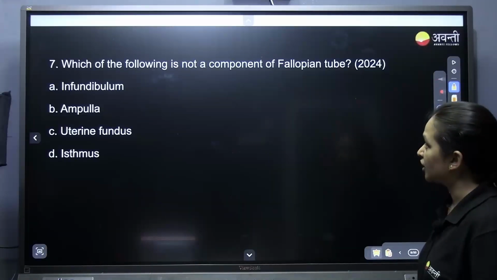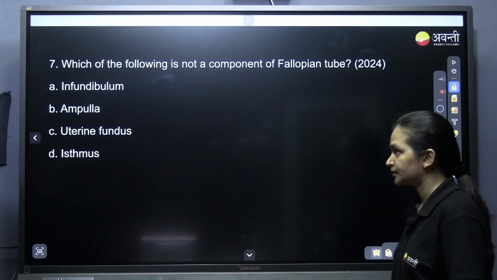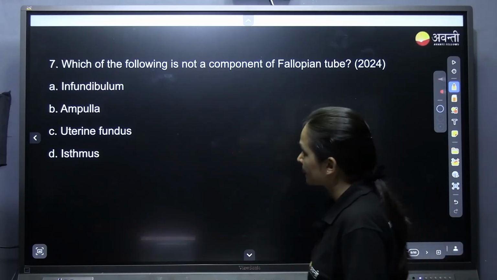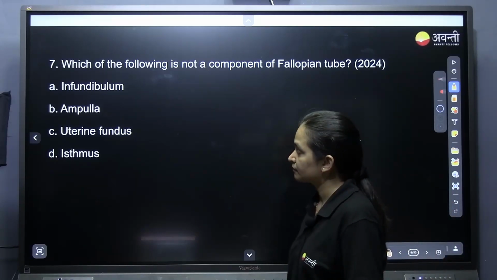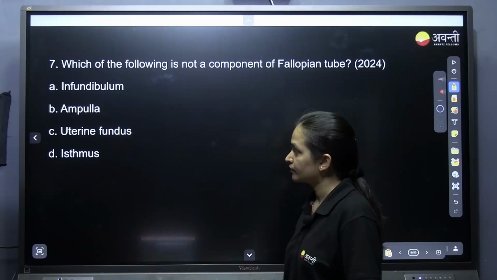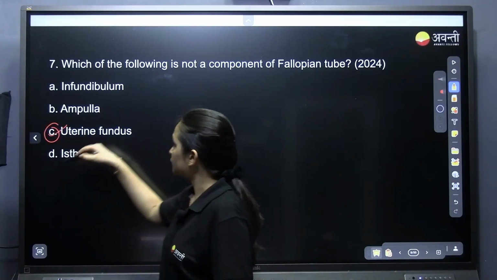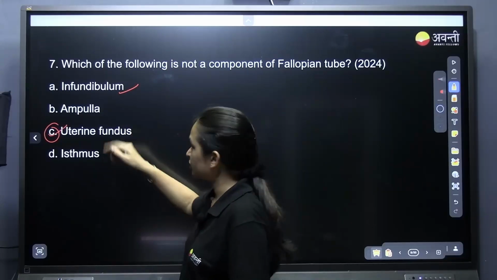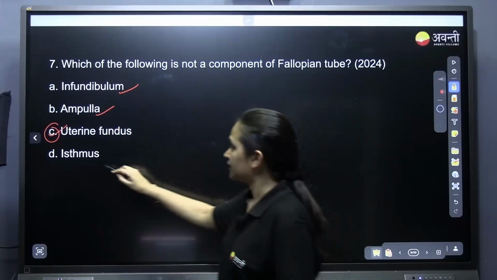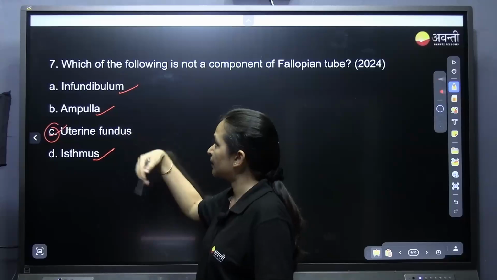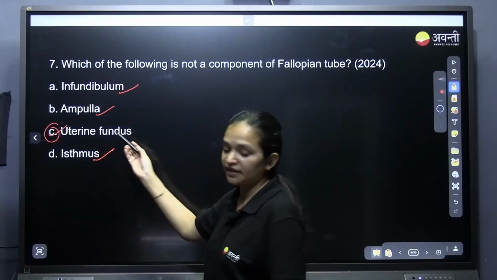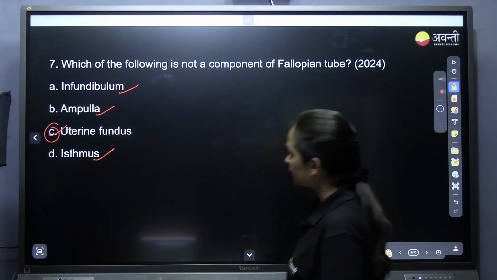Which one of the following is not a component of fallopian tube? Tell me. Uterine fundus. Yes. Infundibulum is there, funnel-like shape, ampulla, then isthmus. All three are the part of fallopian tube. Uterine fundus is not the part of fallopian tube.